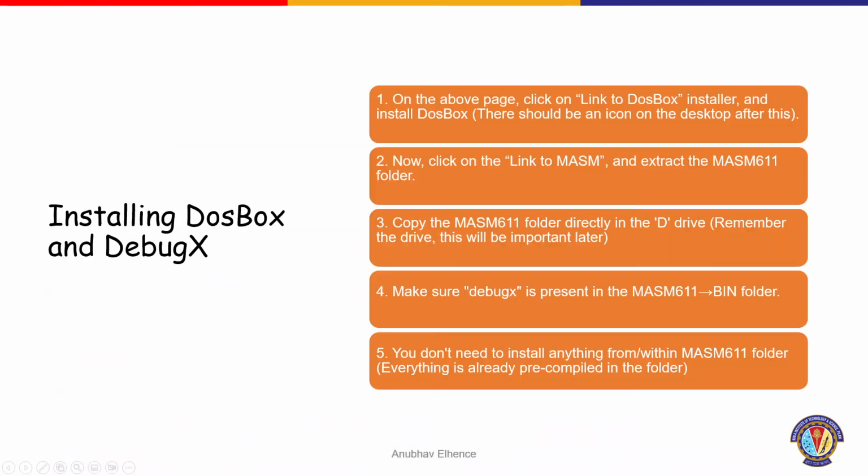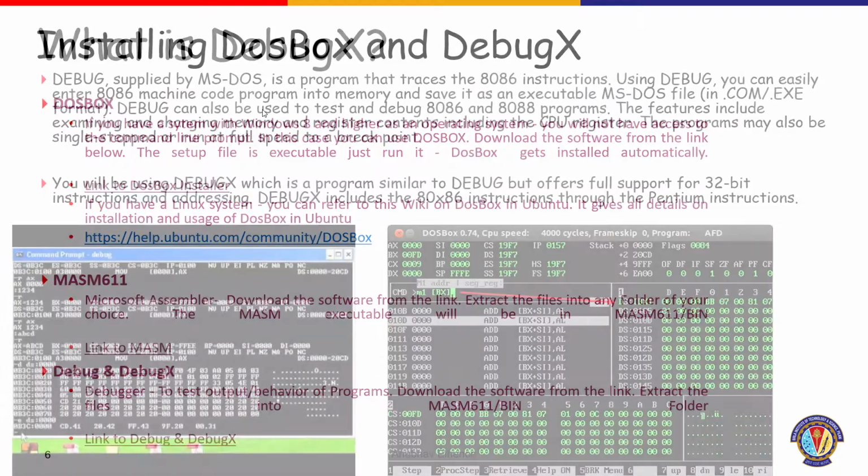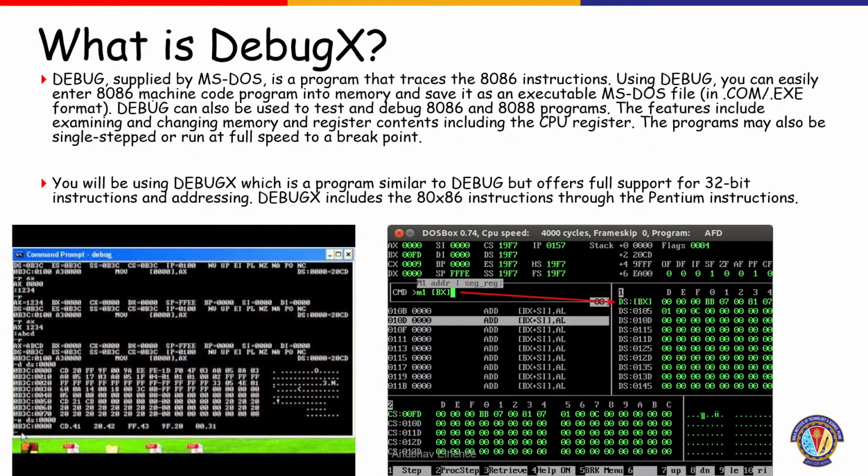So an 8086 machine code program into memory. If you notice, what we write, like you might be writing some instruction like MOV AX, BX, but what it actually means is a set of byte codes, machine codes, like you can see here, or you can see here, or somewhere here. So Debug does that for you.